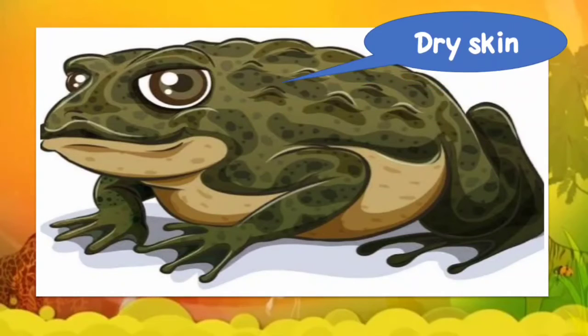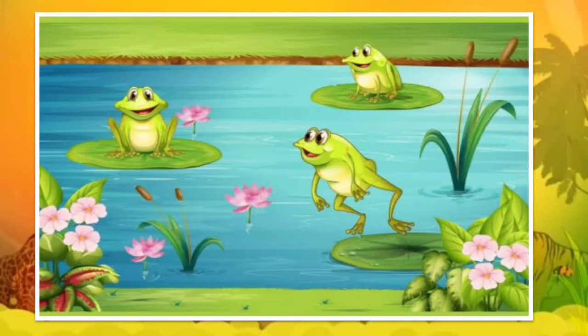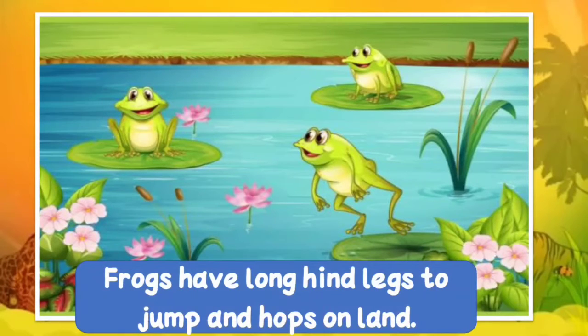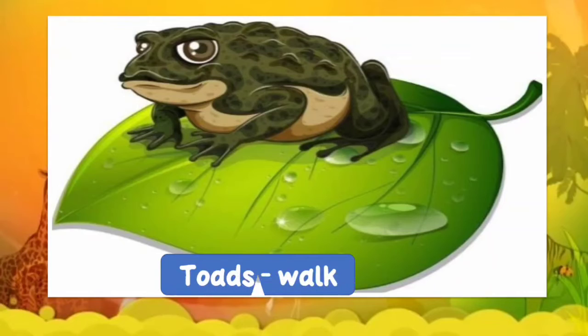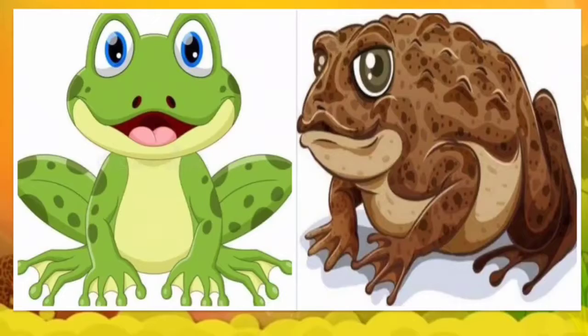But toads have dry skin. They don't have moist skin. Frogs have long and strong hind legs. Hind means back legs, which help them to jump and move on the land. With the help of their back legs, they are capable of jumping and moving on land. But toads walk. They can't jump as frogs jump. They walk on the land.